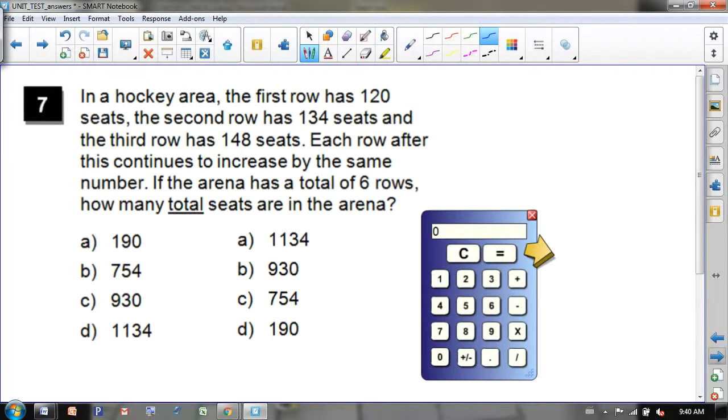In question 7, probably one strategy to do it would be to set up a chart with rows and the number of seats so that students could organize their information.